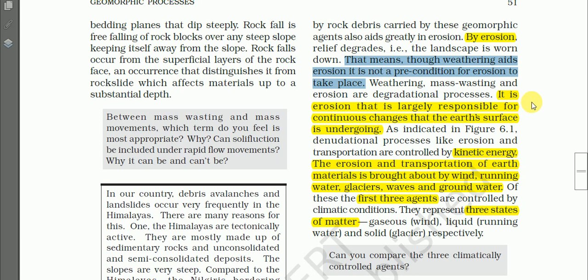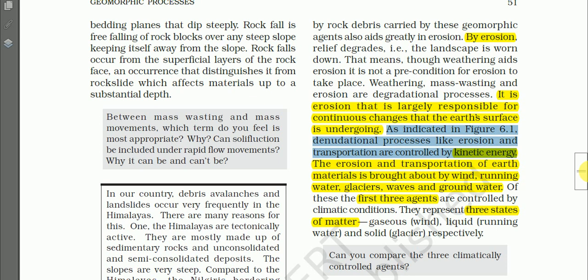That means weathering aids erosion, as we discussed earlier. It is not a precondition of erosion, but weathering, the breaking down of rocks, helps the erosion process. And it is erosion that is largely responsible for the continuous changes the earth surface is undergoing. Highlands are eroded to low-lying areas, and another work accompanying erosion is deposition, and because of the deposition process, the lowlands may be filled up. In this way, a new landscape is developed, as indicated in figure 6.1.